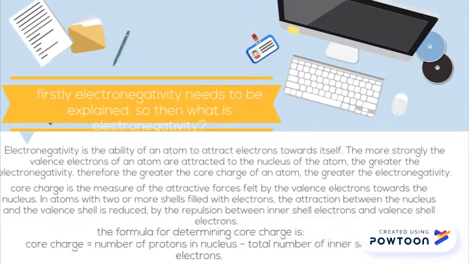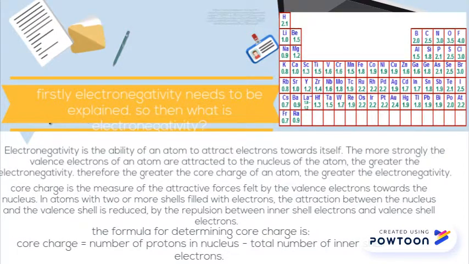Firstly, electronegativity needs to be explained. So then, what is it? Electronegativity is the ability of an atom to attract electrons towards itself. The more strongly the valence electrons of an atom are attracted to the nucleus of the atom, the greater the electronegativity.